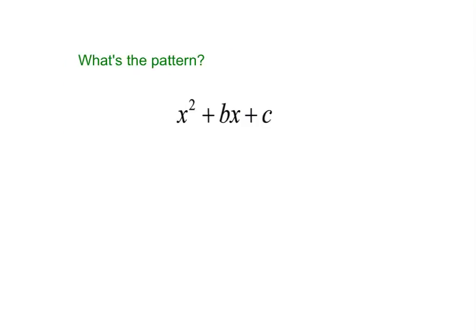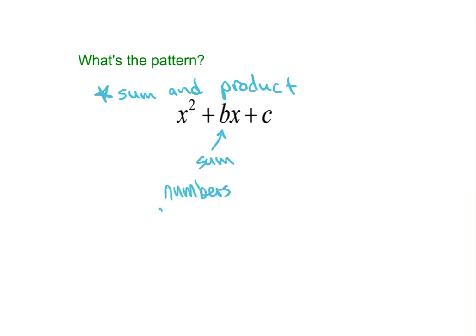To sum that up, we are just looking for a sum and a product. So the two numbers have to add to this B value. And then the numbers have to multiply to this C value, or give us a product of the C value.